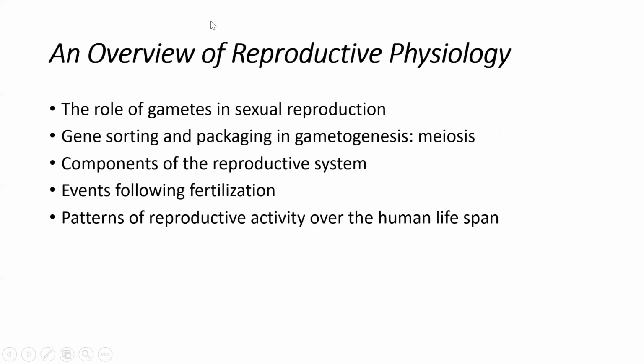Two packets for the reproductive system. The first packet is pretty much an overview of the reproductive physiology. We'll talk about the role of our sex cells, which are called gametes. We'll talk a little bit about the events that are involved in the reproductive function and fertilization. And then later on, we'll look at the reproductive activity over the course of the human lifespan.